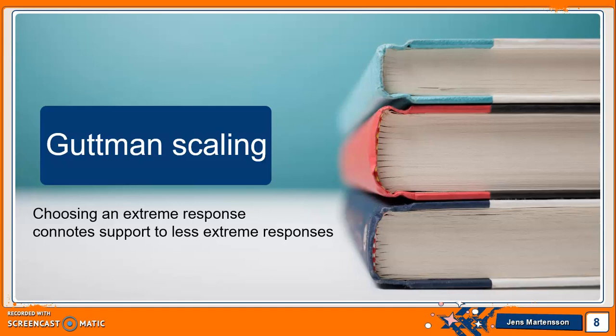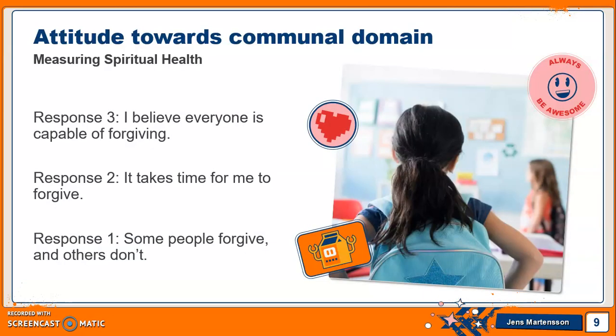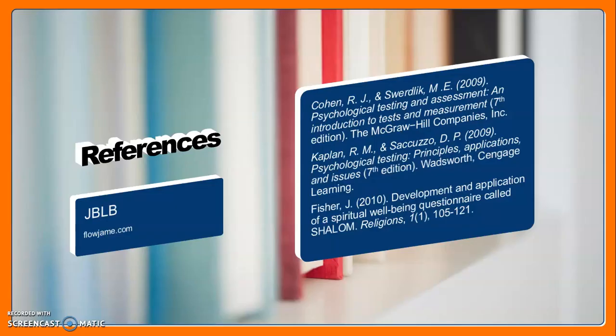Response 2 is it takes time for me to forgive. Response 3 is I believe everyone is capable of forgiving. And response 1 is some people forgive and others don't. If the test taker chose response 3, that means she is also in favor of responses 1 and 2.